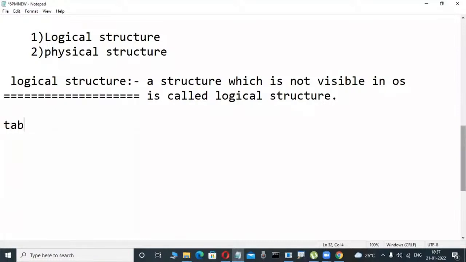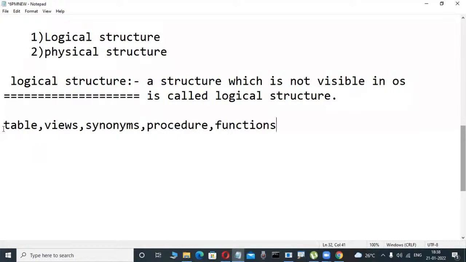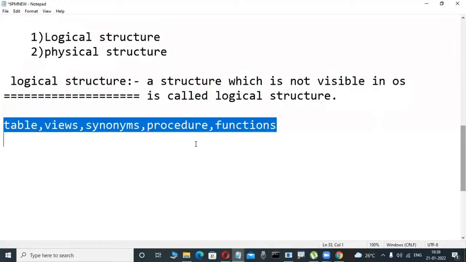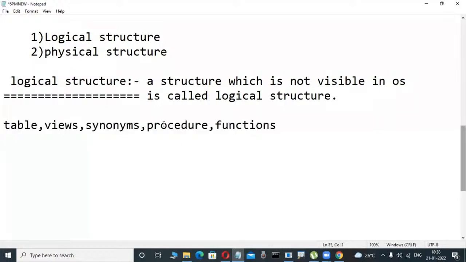That logical structure contains tables, which are there in Oracle, SQL Server, and MySQL also. Views are there, synonyms are there, indexes are there. These are all the database objects. So many things are there: procedures, functions, triggers, packages. These are all logical structure. That is not visible in the operating system. Whatever objects we are learning in the course, they do not exist in the operating system.